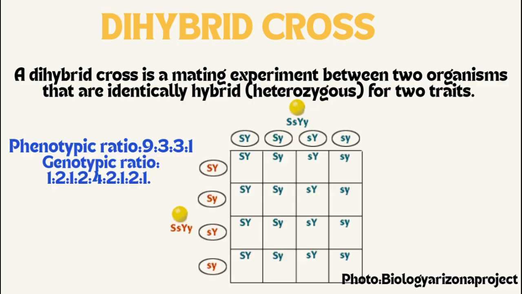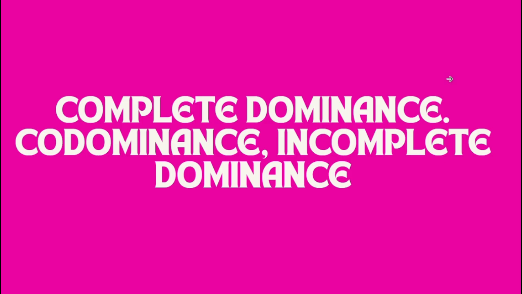And the phenotypic ratio is going to end up as 9 to 3 to 3 to 1. For the genotypic ratio, you're going to end up with 1 to 2 to 1 to 2 to 4 to 2 to 1 to 2 to 1, right? So this is what is expected at the end of the day for the dihybrid. Anyway, so then you have complete dominance, codominance, incomplete dominance, right? So you have that at the end of the day.